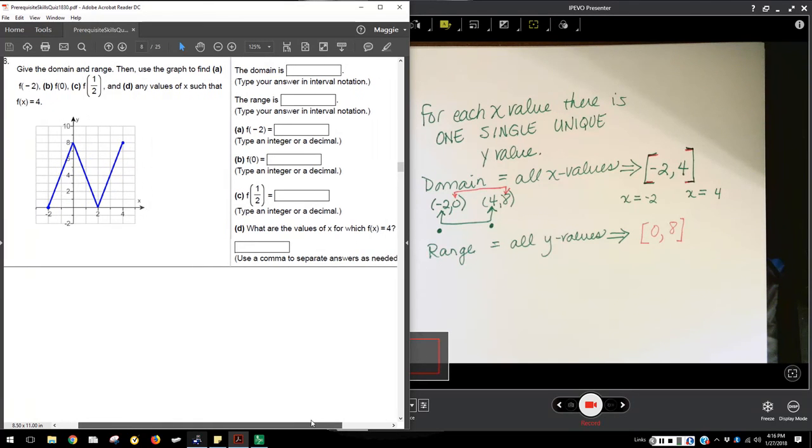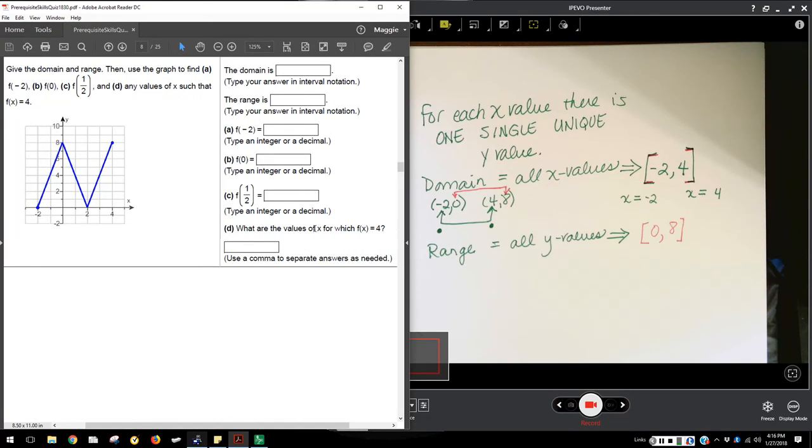And then the last question says, what are the values of x where f of x is equal to 4? Well, the graph equals 4 here, which comes from the x value -1. It equals 4 here, which comes from the x value +1. And it equals 4 here, which comes from the x value 3. So the answer there is going to be -1, +1, +3.